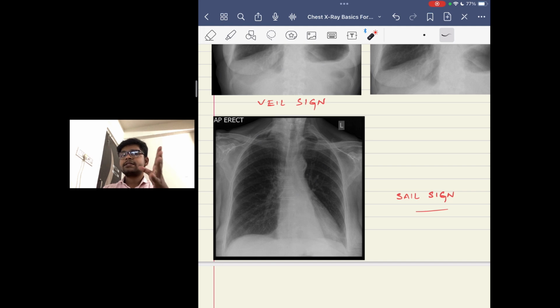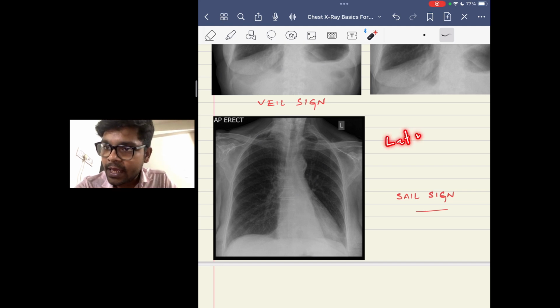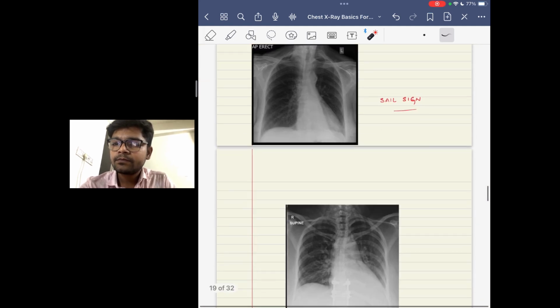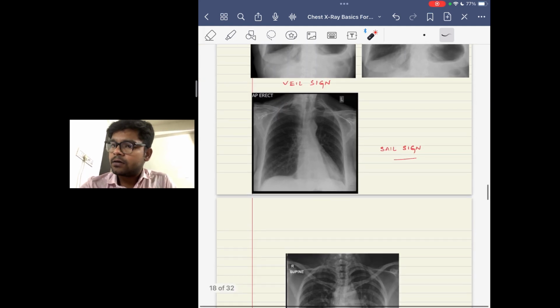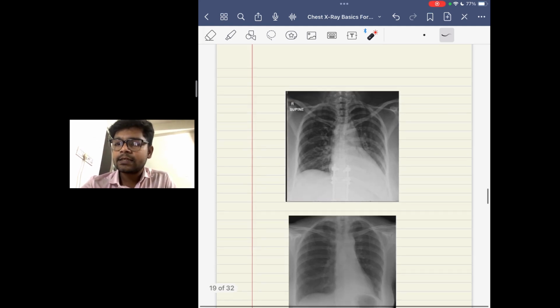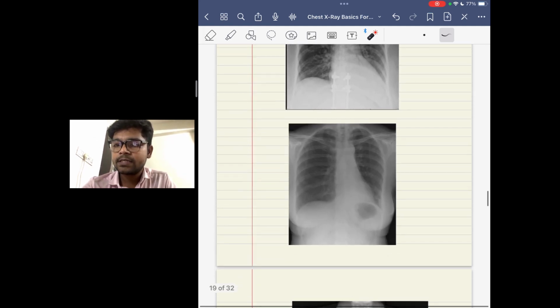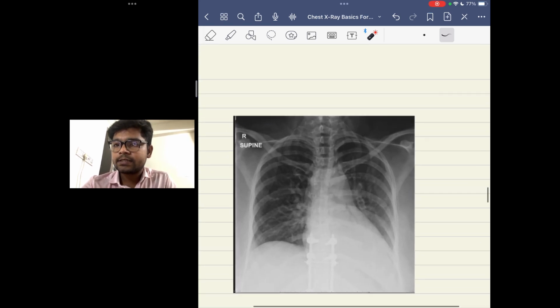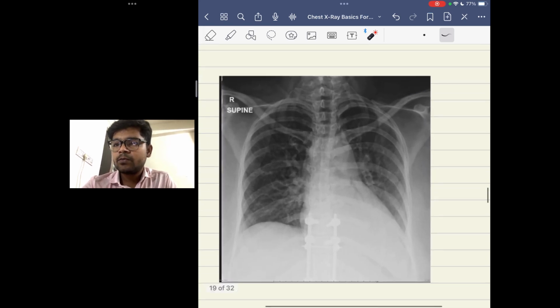And it will be confirmed if you are asked how you know this is a left lower lobe. Every time, the answer of confirmation of a lobe comes with a lateral view X-ray. Sail sign of the left lower lobe collapse. Now this is another X-ray. There are two X-rays. Let us see this. So what do you make of it?